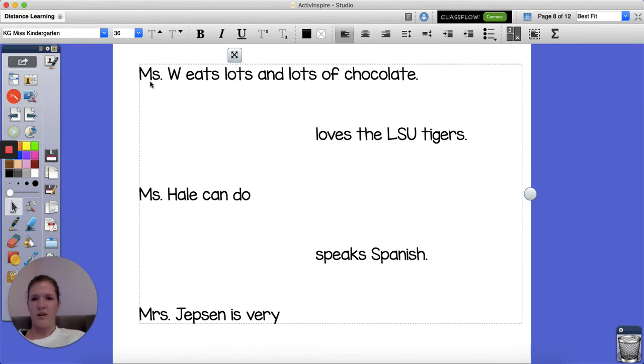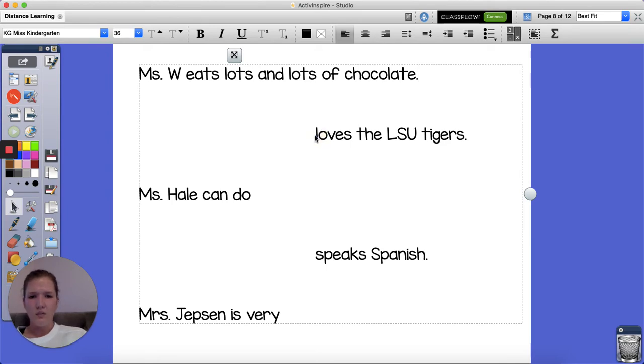Okay, so I see I have a capital letter. I see that I have a punctuation mark. I see that I have a subject, Miss W. That tells me who the sentence is about. And I see it tells me what she is doing, what I am doing, eating lots of chocolate. So we have a complete sentence.